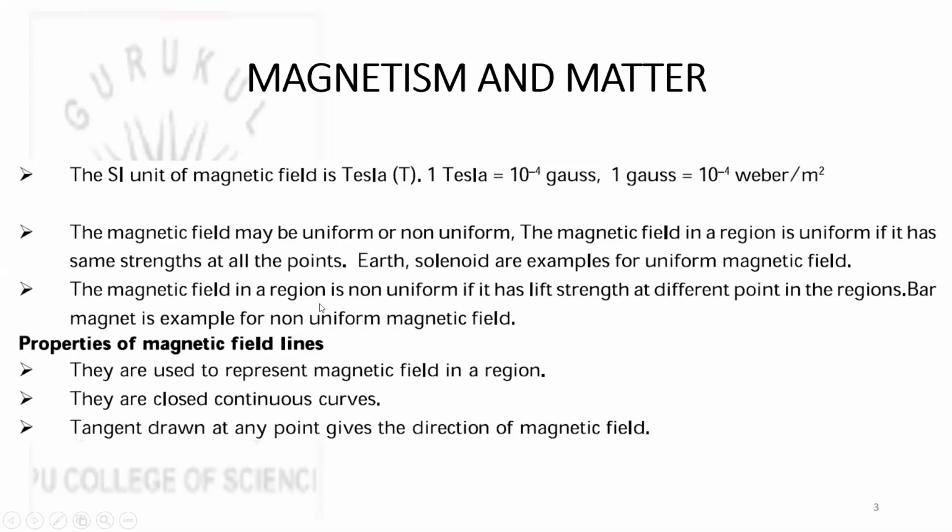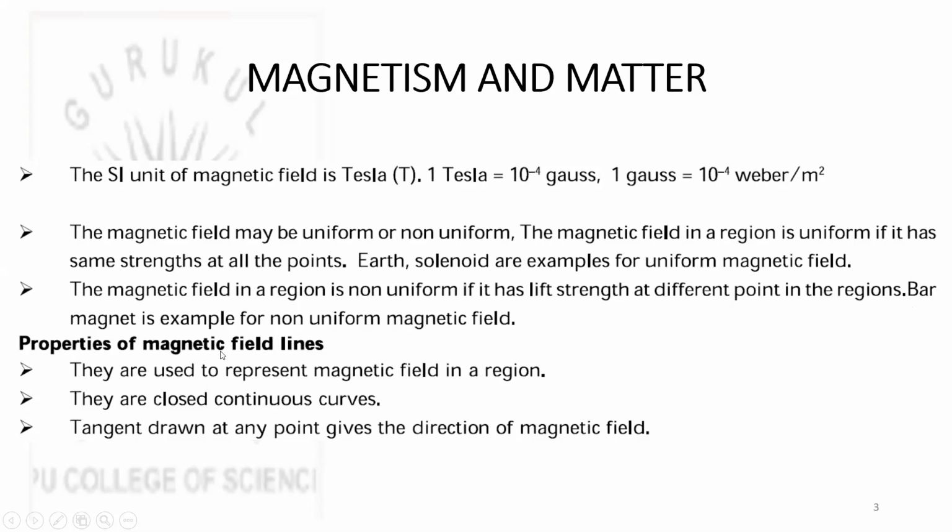The magnetic field in a region is non-uniform if it has different strengths at different points in the region. A bar magnet is a source of non-uniform magnetic field. So the magnetic field due to a bar magnet is a non-uniform magnetic field.